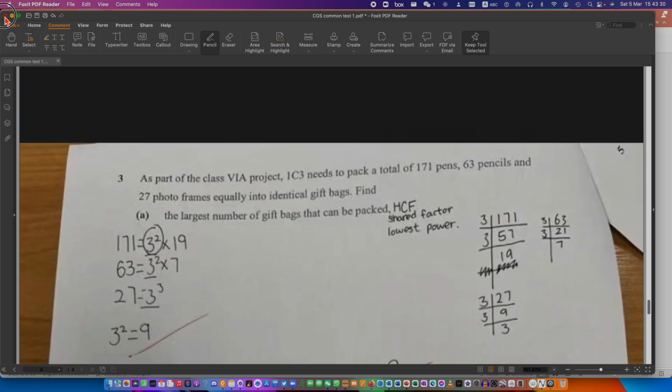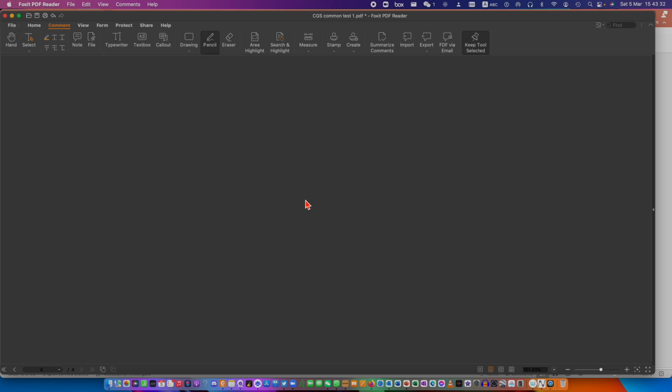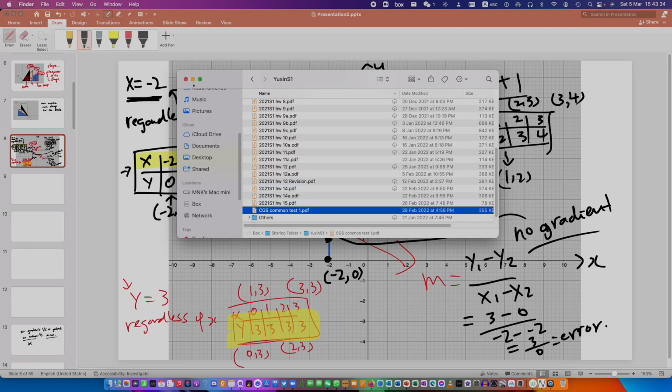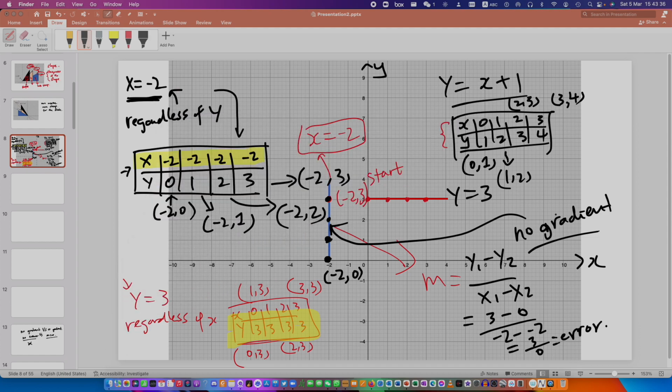Okay, so two self-inflicted errors. Because of two self-inflicted errors, minus two marks, so she only got 16. If not, she would have gotten 18, which is the highest score in her class. Okay. By the way, she's from CGS.